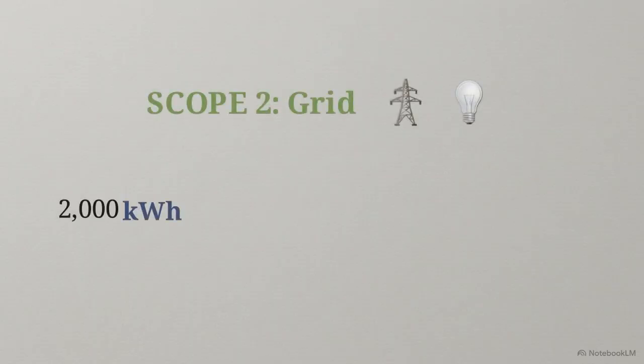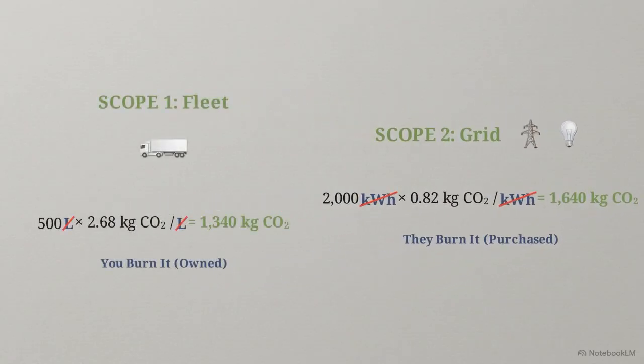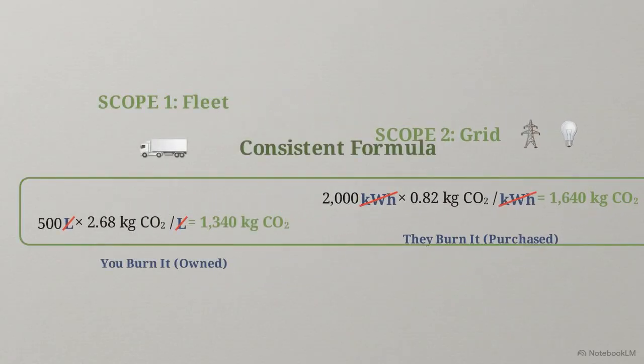Now, consider the electricity keeping the warehouse lights on. This is Scope 2, purchased power. The warehouse uses 2,000 kilowatt hours of grid electricity. With a local grid emission factor of 0.82 kilograms of CO2 per kilowatt hour, the math gives us 1,640 kilograms of CO2. The math is identical.